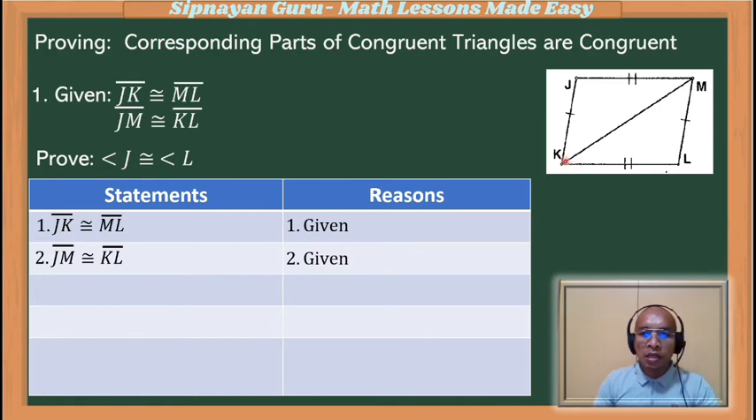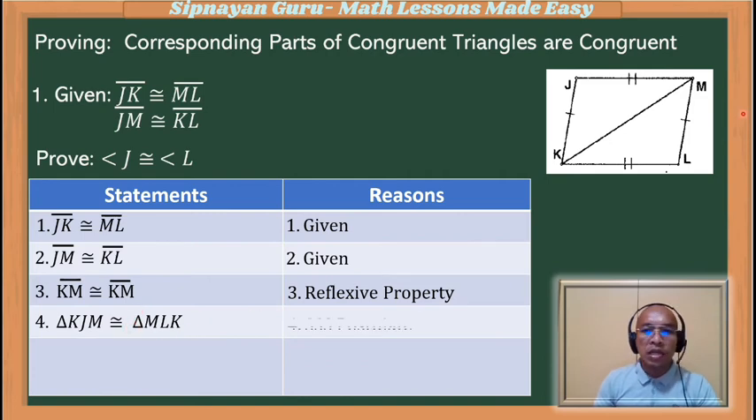As you can see, KM is common to these two triangles, so segment KM is congruent to segment KM. What supports that these two statements are equal? The first property of congruence, the reflexive property, justifies that this is true. Then, since all three sides are congruent, we can conclude that triangle KJM is congruent to triangle MLK.